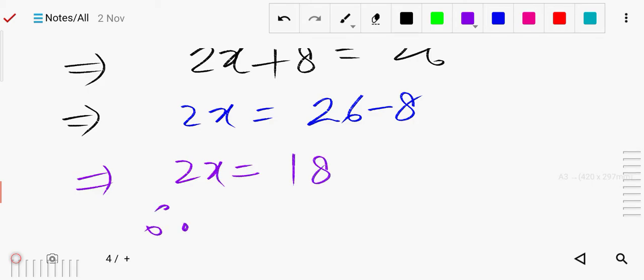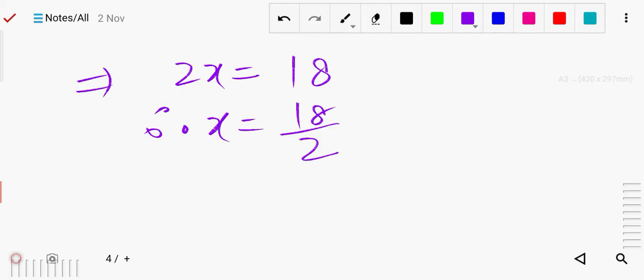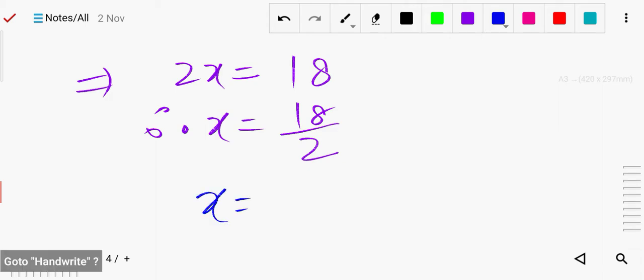So we can find the value of x equals 18 by 2, because here is a multiplication sign, so on the other side it will be divide. So x equals 9.